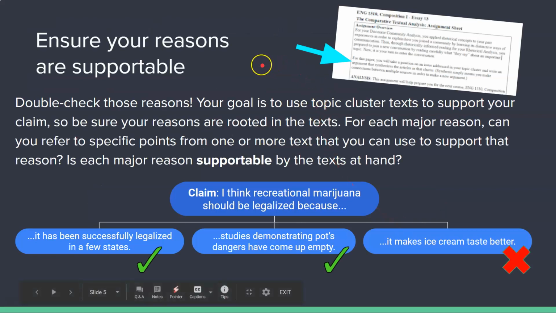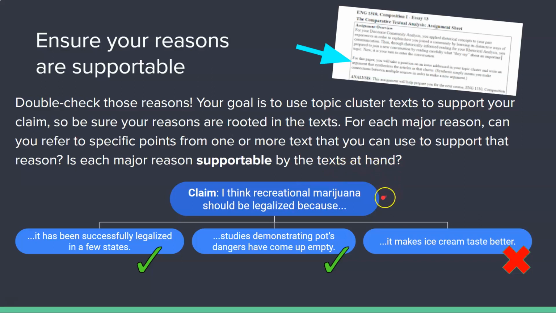So you want to make sure your reasons are supportable. So you want to double check those reasons. Your goal is to use topic cluster texts or sources to support your claim. So be sure your reasons are rooted in the text. So for each major reason, can you refer to specific points from one or more texts that you can use to support that reason? Is each major reason supportable by the text or the sources at hand?